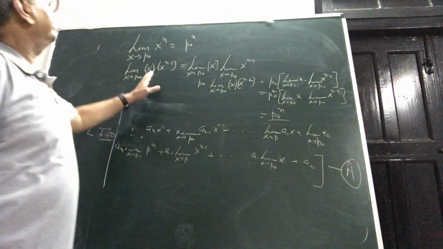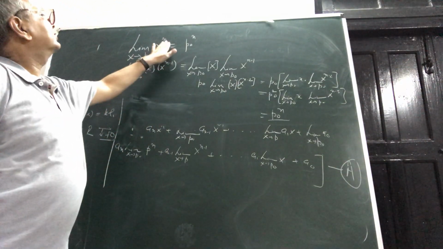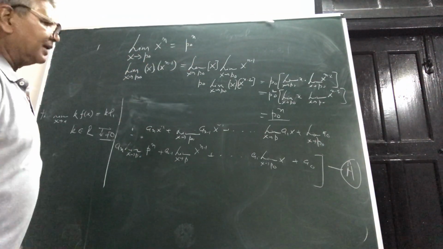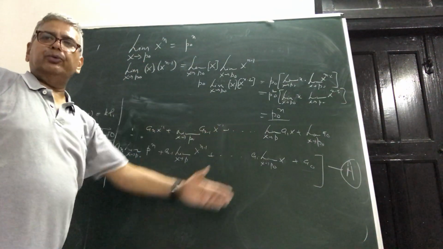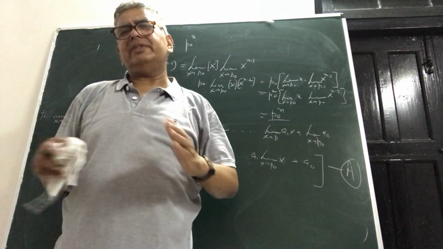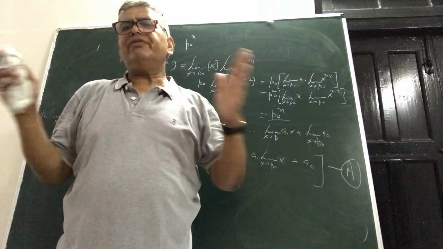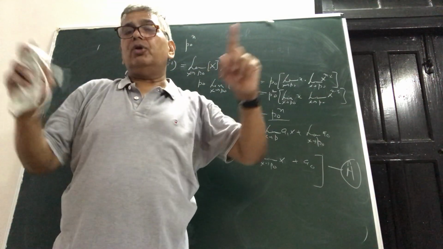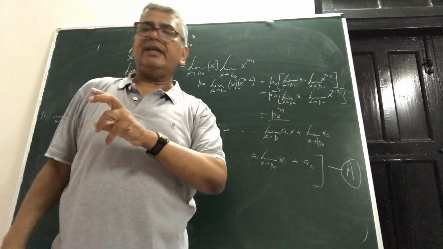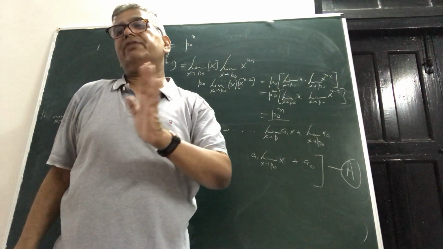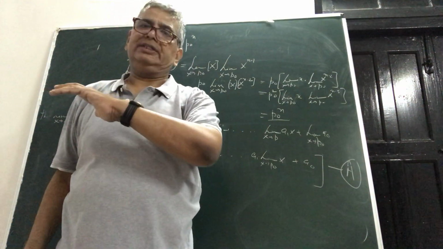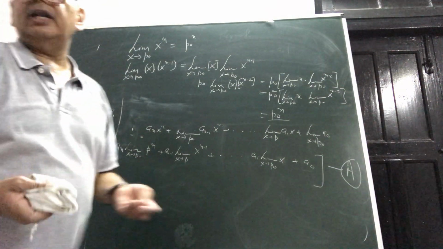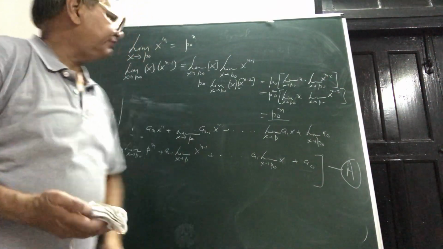So this is how we can accomplish the result that the limit x tending to p naught of x raised to power n is equal to p naught raised to power n, by repeating the product rule. In effect, if there is a product of n functions, f1(x) into f2(x) into f3(x) into fn(x), the limit of the product of all these n functions will be equal to the product of their individual limits. That is a generalization of our product rule of the limit. That is the second property which we have proved here.